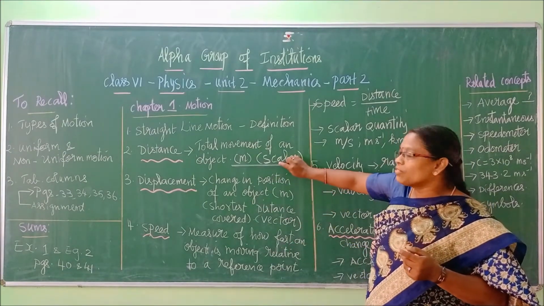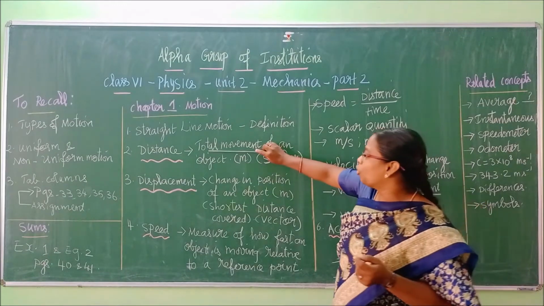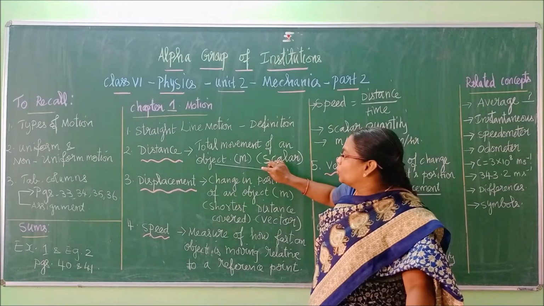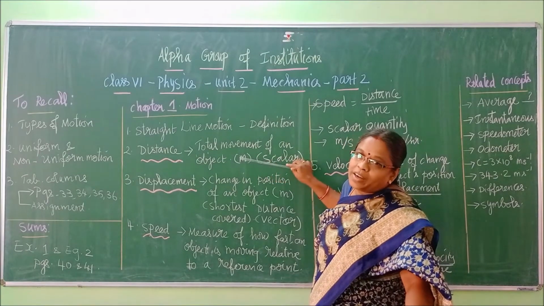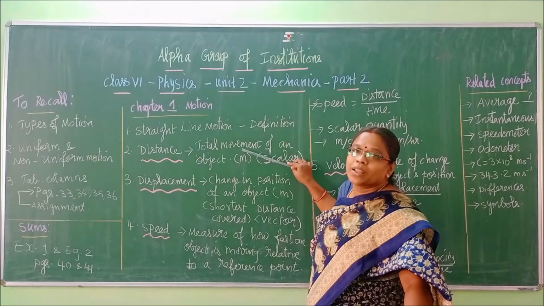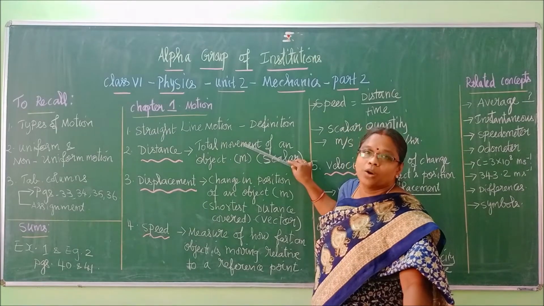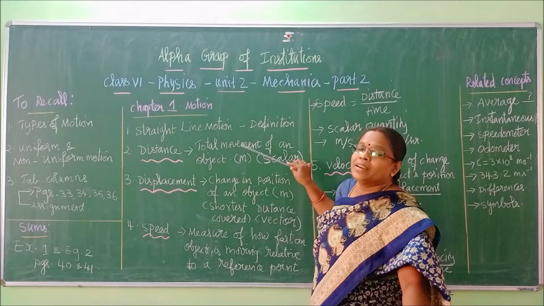Okay. So now, what is distance? It is the total movement of an object. That is the total length covered by an object. Its unit is meter. What type of quantity is it? It is a scalar quantity. Scalar means quantities having magnitude alone, but not direction.